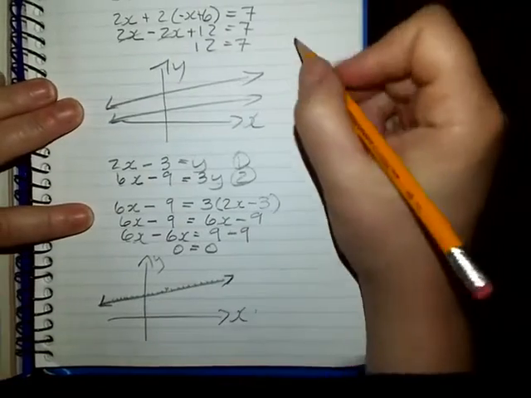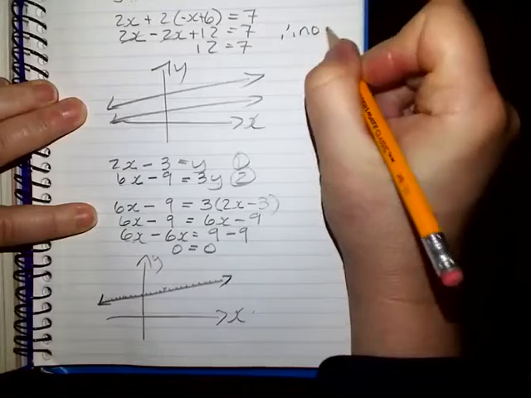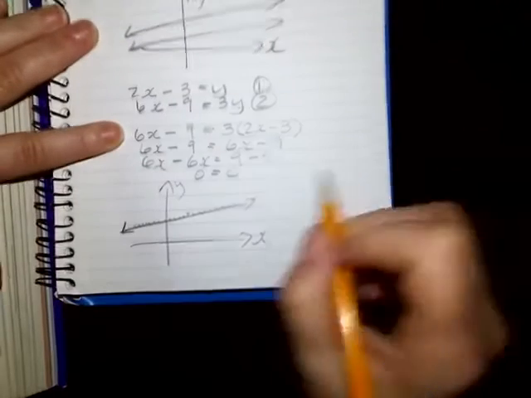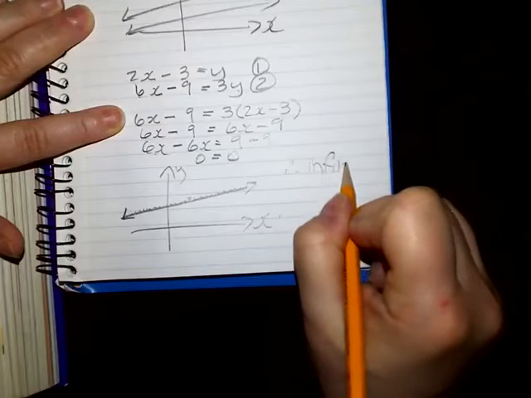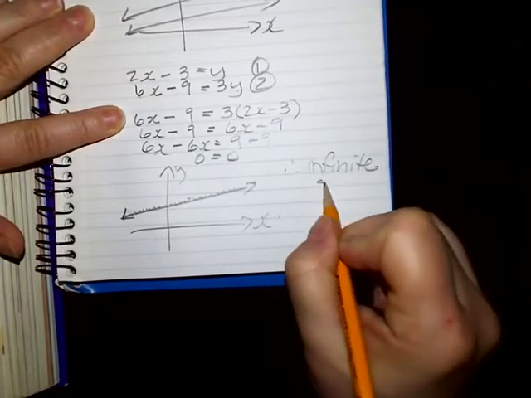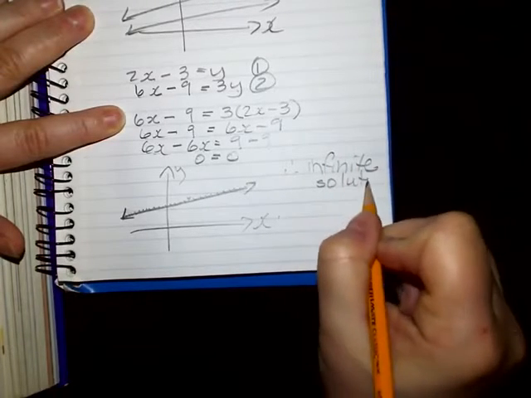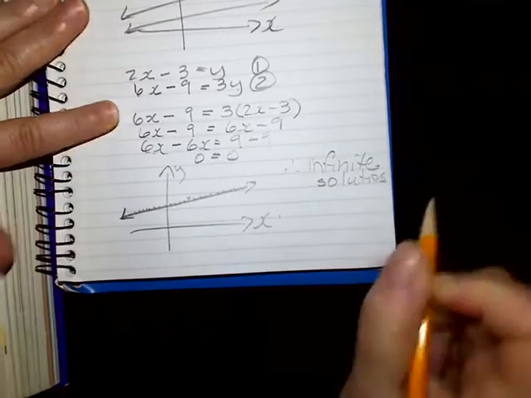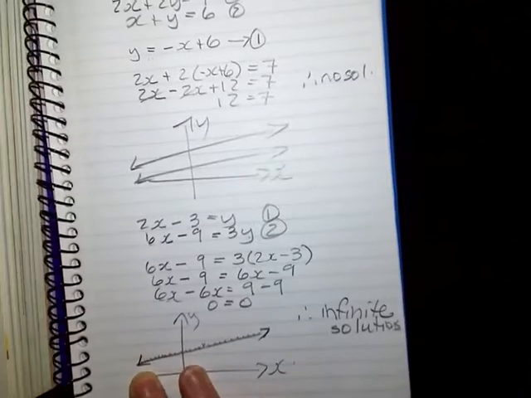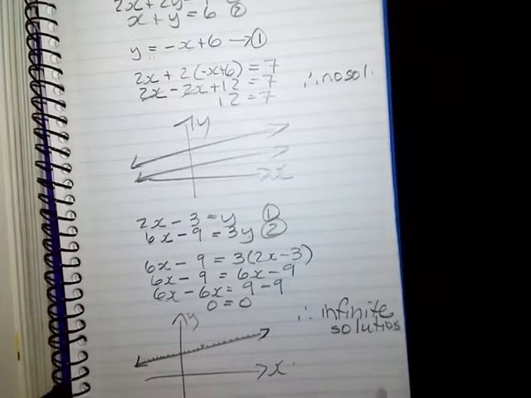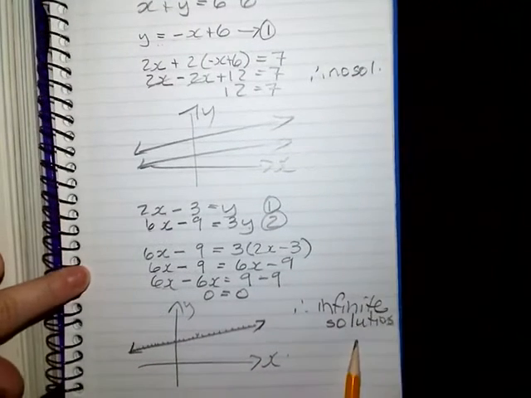So here, I didn't write the answer. Here I would write, therefore, no solution. And here I would write, therefore, infinite solutions. And that is how you solve the oddball cases of no solution and infinite solutions.